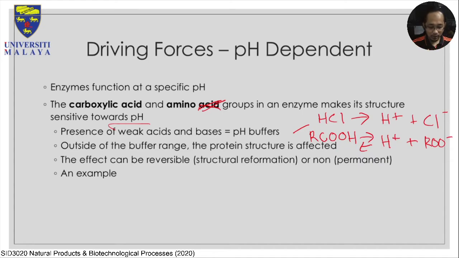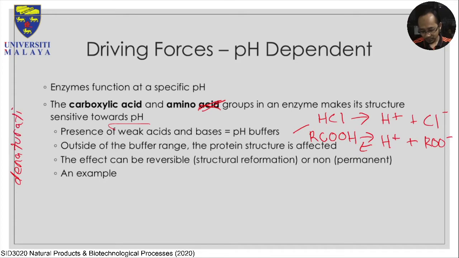And when we're talking about a buffer, outside of the buffer range, the structure of the protein will be affected. So there are certain limits, and the extreme ends mean pH 2, pH 1, but it depends on the enzyme. Some enzymes can work at the extreme ends, but generally speaking, an enzyme works at a certain pH only. On the extreme ends, whether too acidic or too basic, the structural integrity can be dissolved and the enzyme becomes denatured. I keep on talking about the denaturation process, but I didn't write it down.